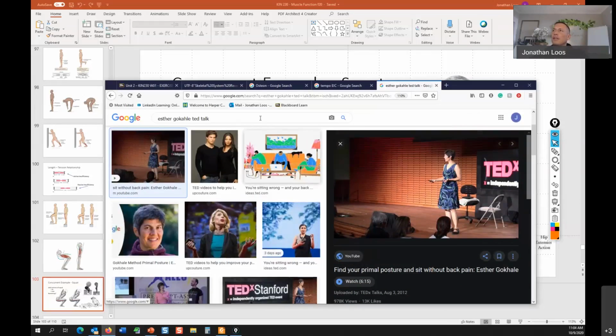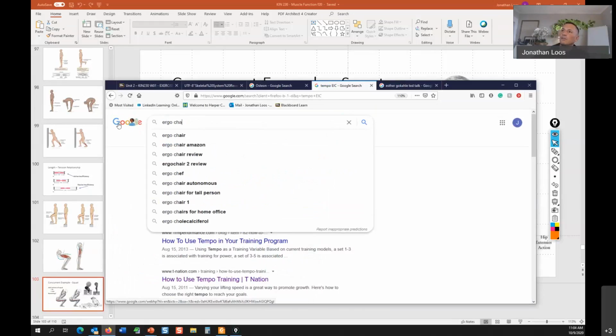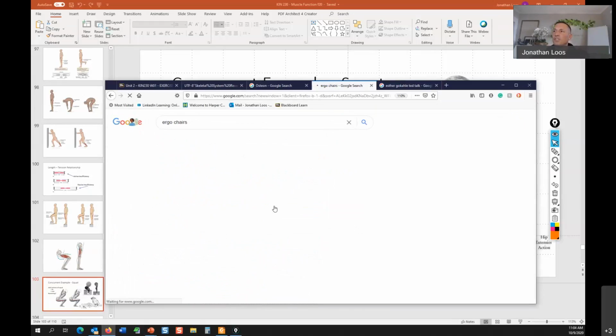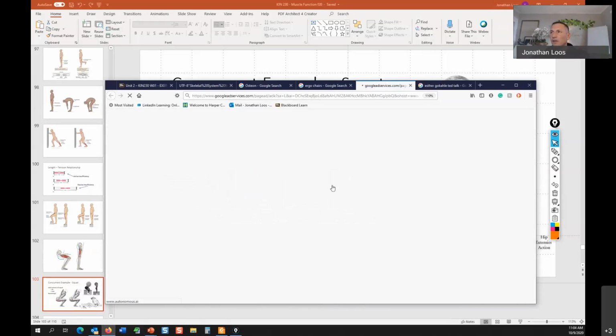And so many times, if you look at any type of ergonomic chairs, you'll see it always emphasizing a posture like this. We'll take this chair right here. Perfect, first one we found.